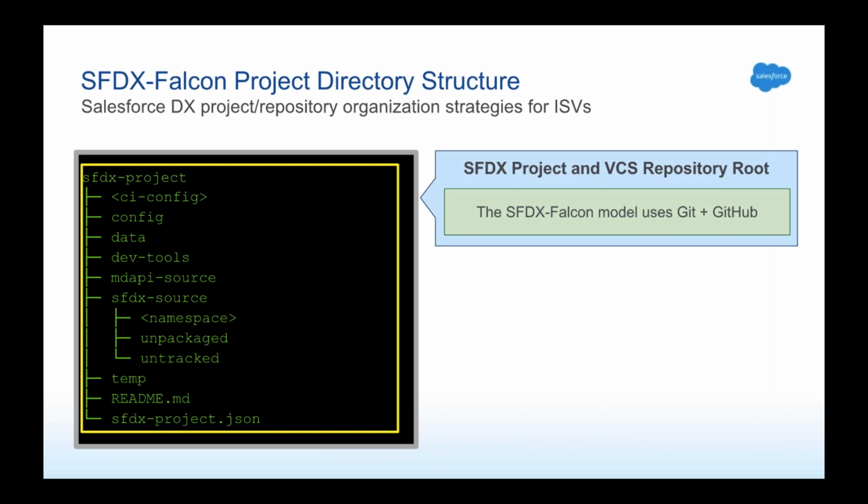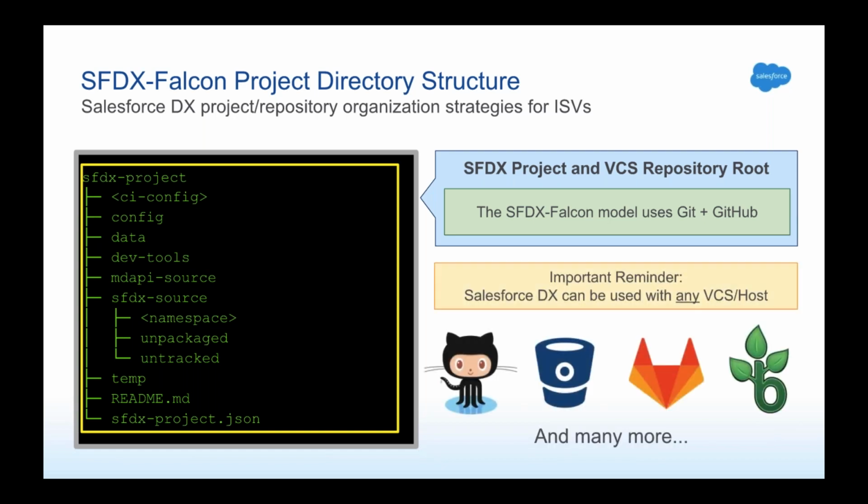Now, I've been talking in general terms, VCS rather than saying Git. The SFDX-Falcon model uses Git and GitHub, and from this point forward, I'll start just saying Git and GitHub. But it's important to note that Salesforce DX can be used with any VCS and any host. So it's not just Git and GitHub, even though that's what you'll see us talking about.